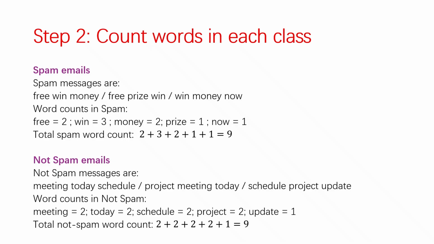Next, we analyze the words inside each class. For spam emails, words like free, win, and money appear frequently. For non-spam emails, we see words like meeting, project, and schedule. We count how many times each word appears. This helps us understand which words are typical for each class.